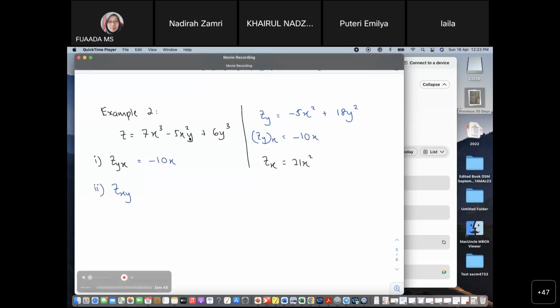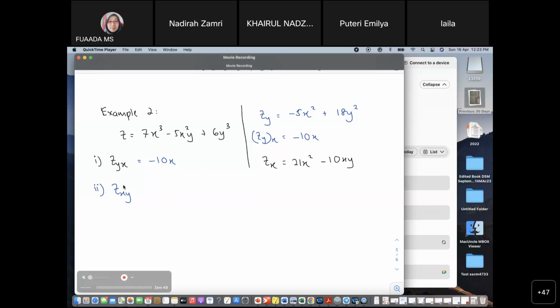And this one, y constant. So y constant, so we don't change the y. So we get negative 10xy. And the third term, there is only y. So all these constant, so it's 0.